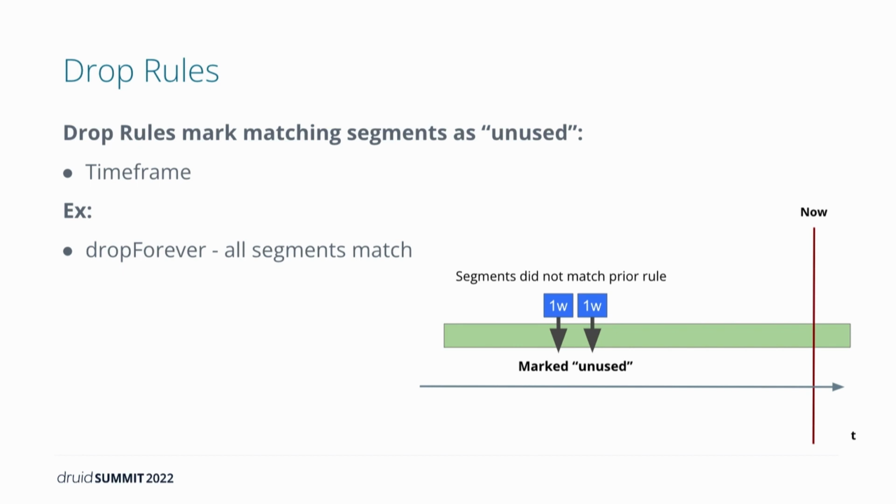Drop rules, whenever they match, will mark the segments as unused. What this means is that if the segments are present in any historical at this point, they will get unloaded from the historicals. And whenever a kill task runs, and we'll talk about that separately in a moment, it will look at any segments that are marked as unused and remove them from the metadata and from deep storage as well.